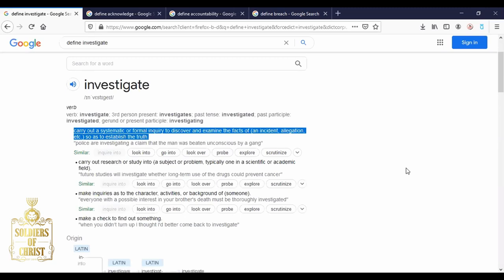Verb. Carry out a systematic or formal inquiry to discover and examine the facts of an incident, allegation, etc., so as to establish the truth. You see that? So as to establish the truth.